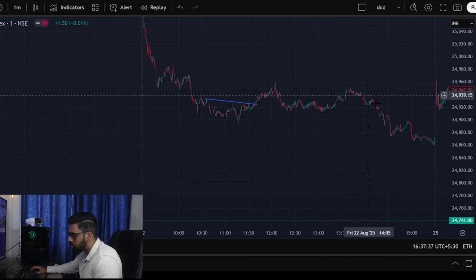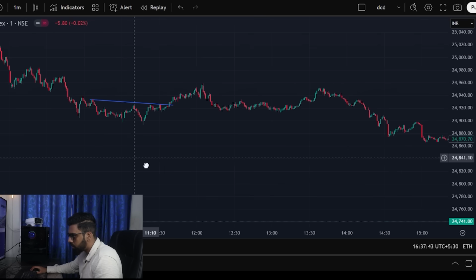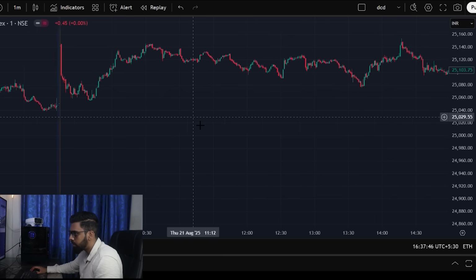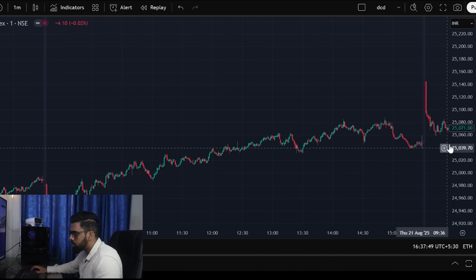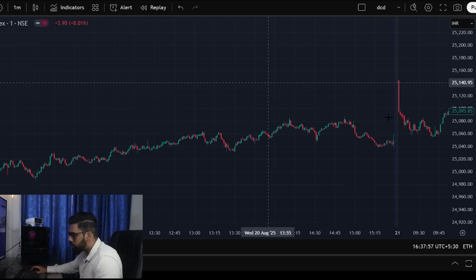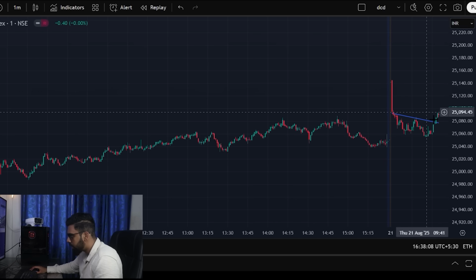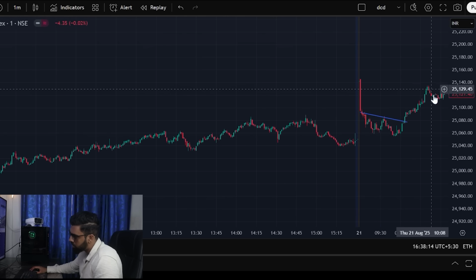So let's look for another W pattern. Do we have another W pattern forming? No, we don't have any W pattern forming. Let's go to the previous day. So market has opened at around 25,150 level. Do we have any W pattern? We do have a W pattern forming. Early in the morning we do have a W pattern here, and a clear breakout, a confirmation candle. We'll be looking to enter at around 25,095 levels, and as we can see, we have hit our target, nice and simple.